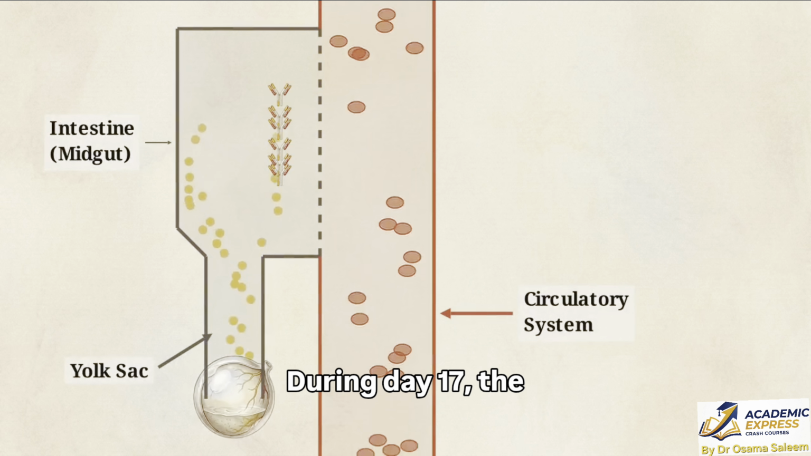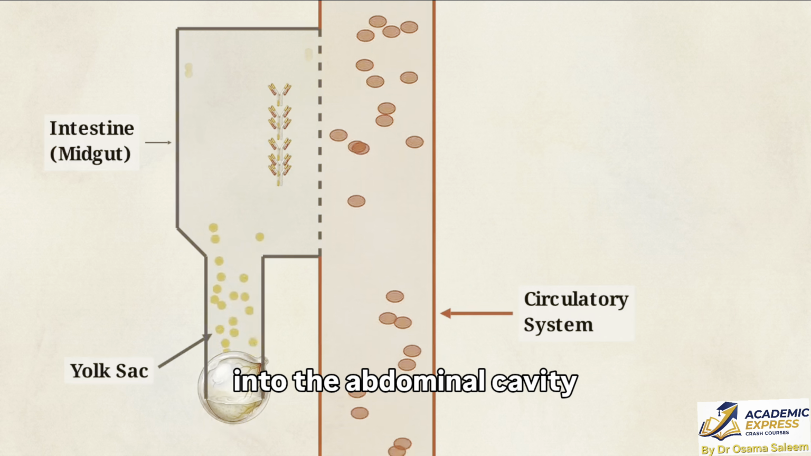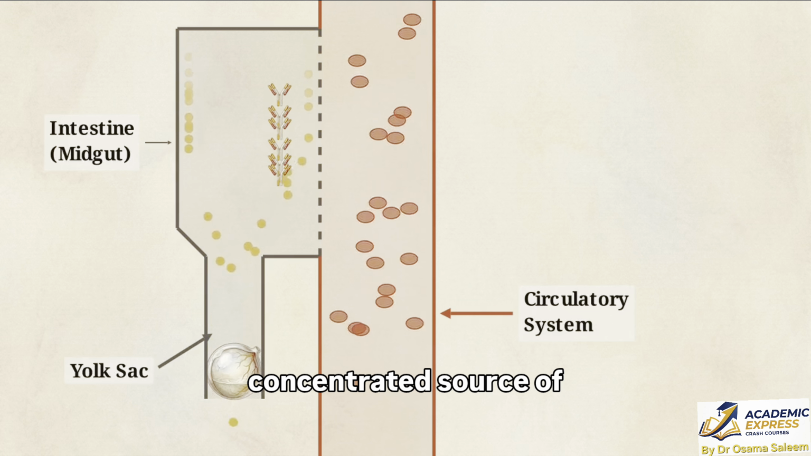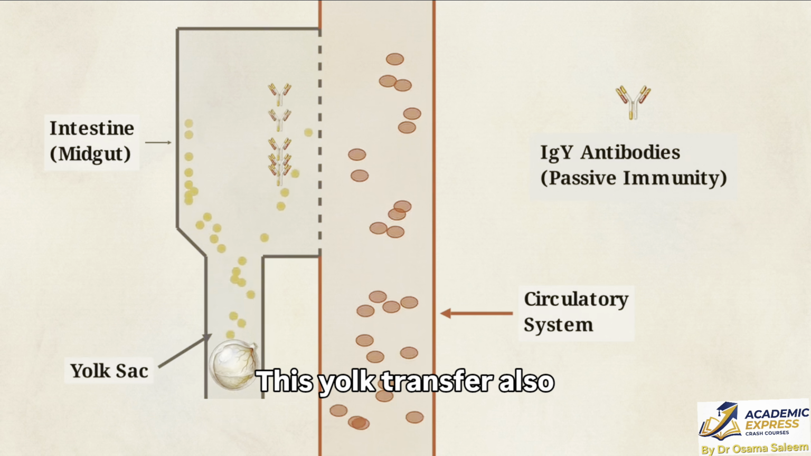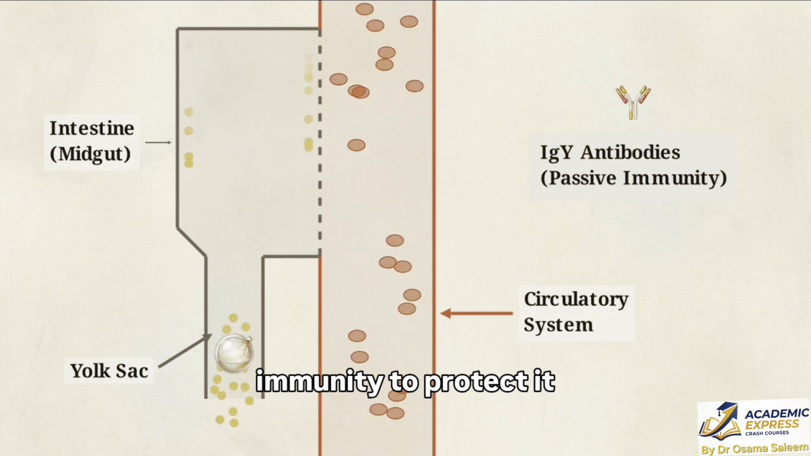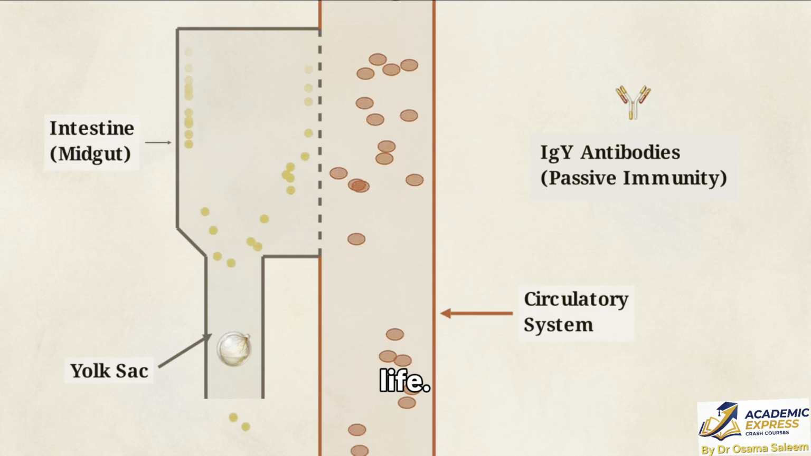During day 17, the remaining yolk is drawn into the abdominal cavity through the yolk stalk, providing a final concentrated source of energy. This yolk transfer also provides the chick with maternal antibodies, granting it passive immunity to protect it during its first days of life.